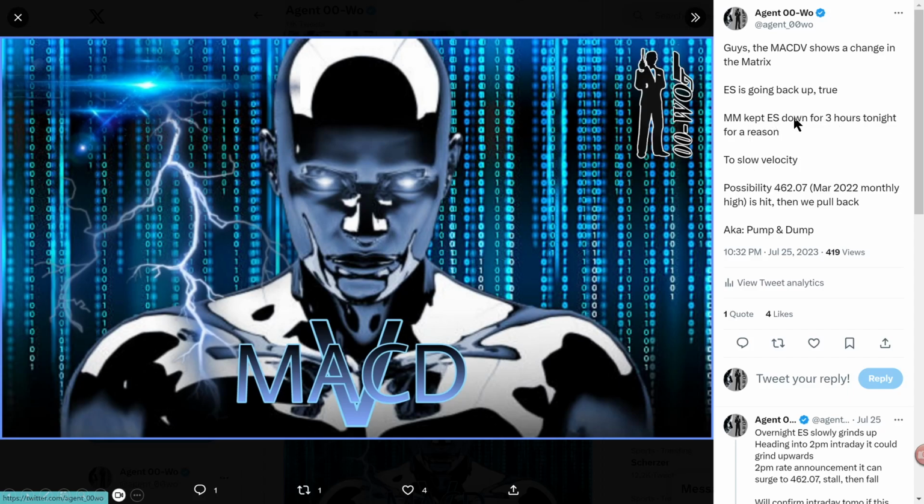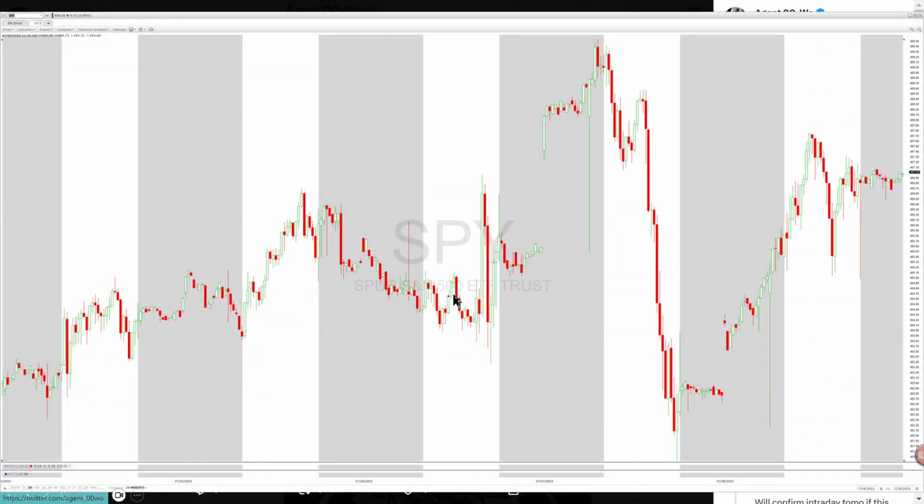I said the ES, the market maker, has slowed the velocity down. For 3 hours it kept it down. So let's take a look. I would have sent that out over the evening hours, like right around here, because here's that big pump and dump on Wednesday, right?